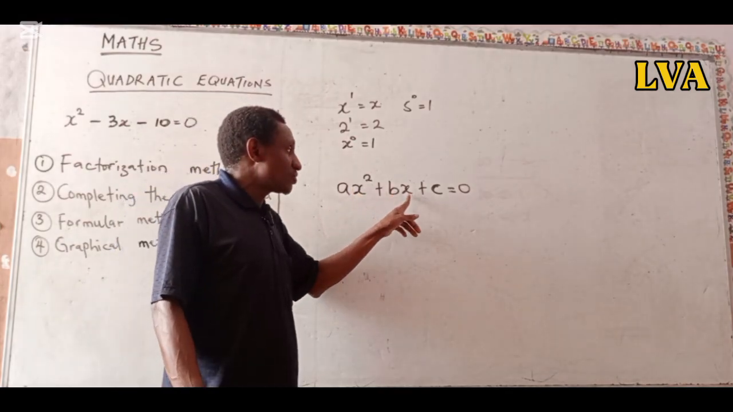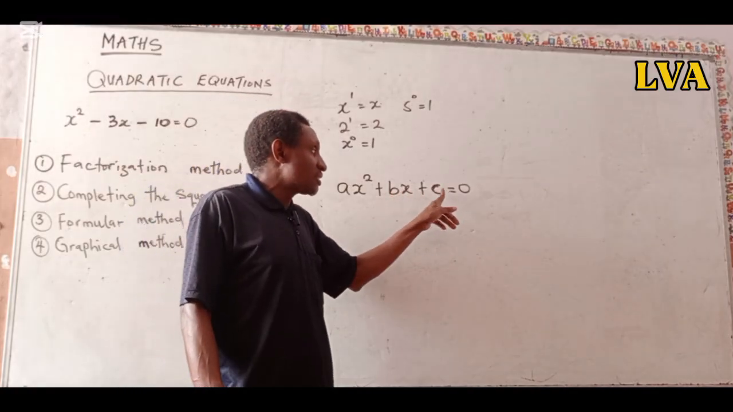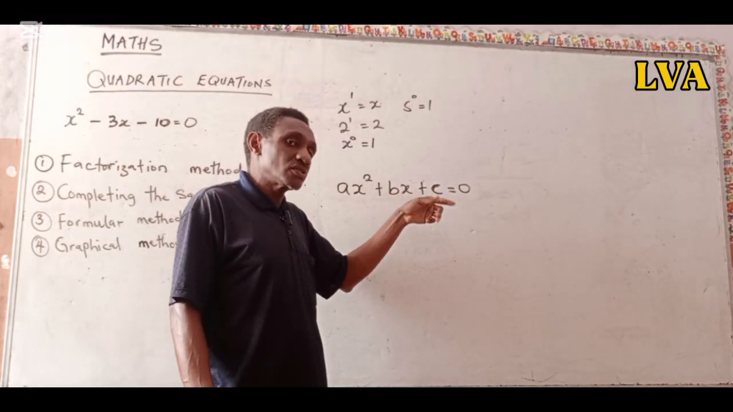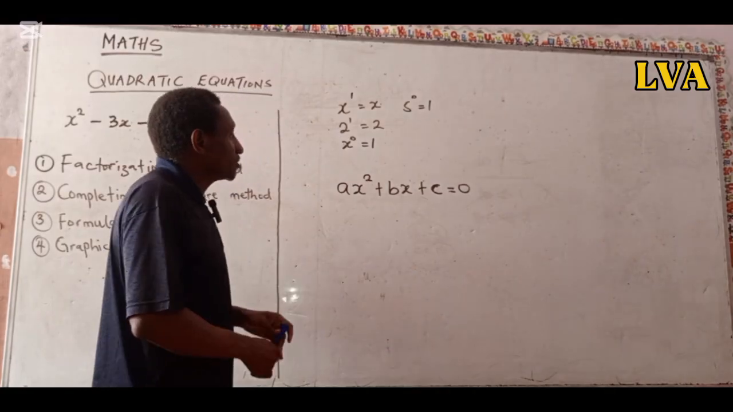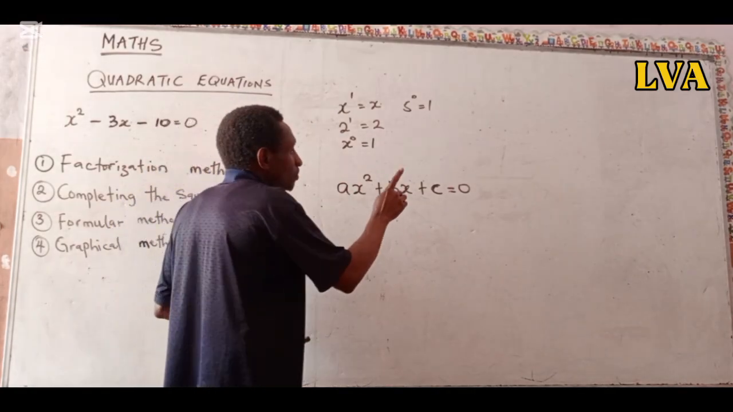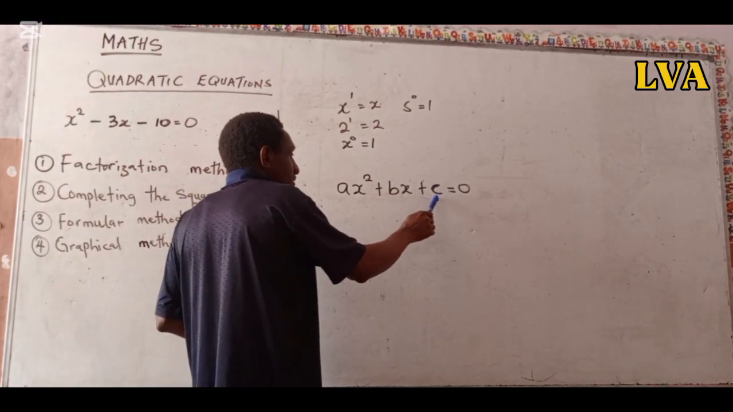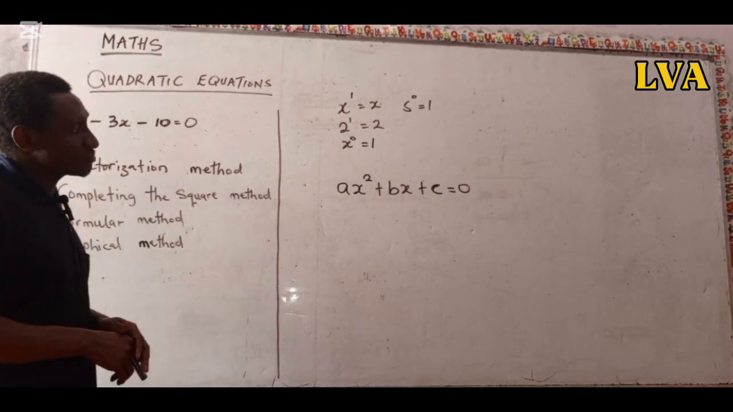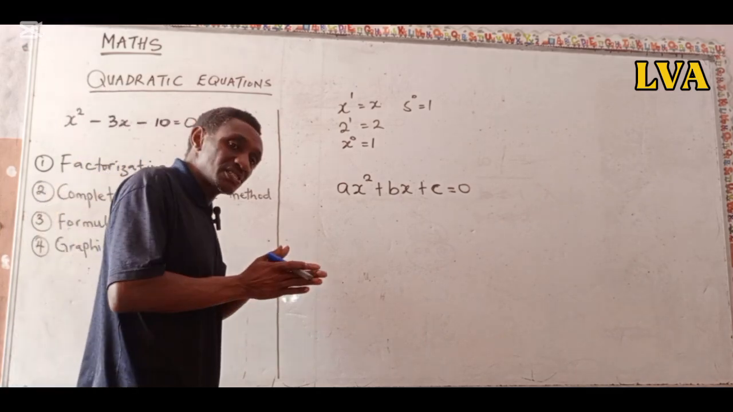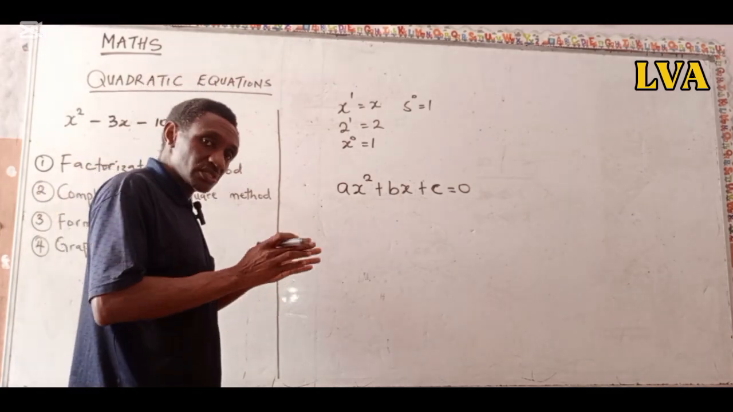You can see B is attached to x, so B is the coefficient of x. Then C is attached to x raised to power 0, so C is the coefficient of x raised to power 0. So the coefficient of x raised to power 2 is A, of x raised to power 1 is B, and of x raised to power 0 is C. You should be able to identify a quadratic equation by checking its highest power. If the highest power is 2, then it's a quadratic equation.